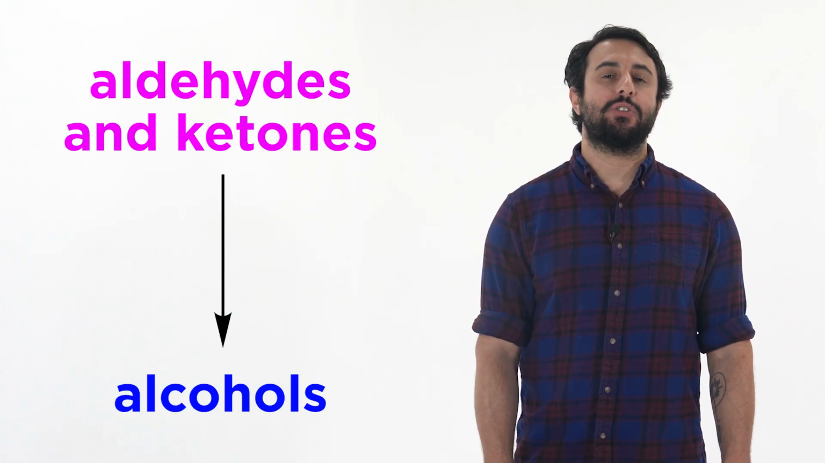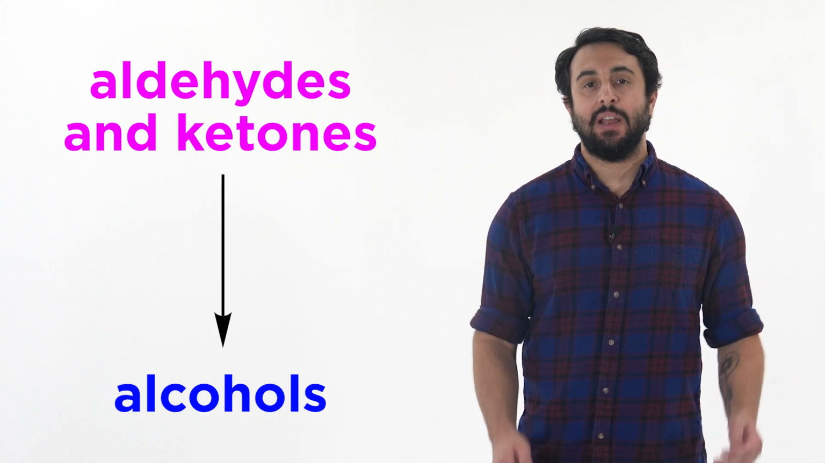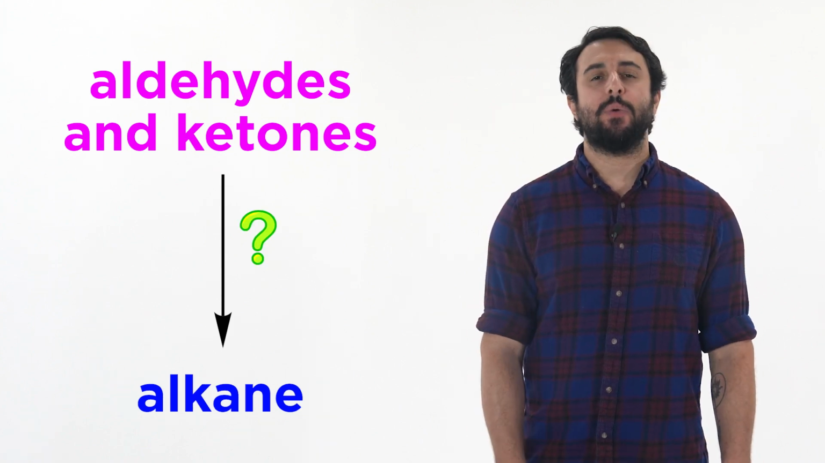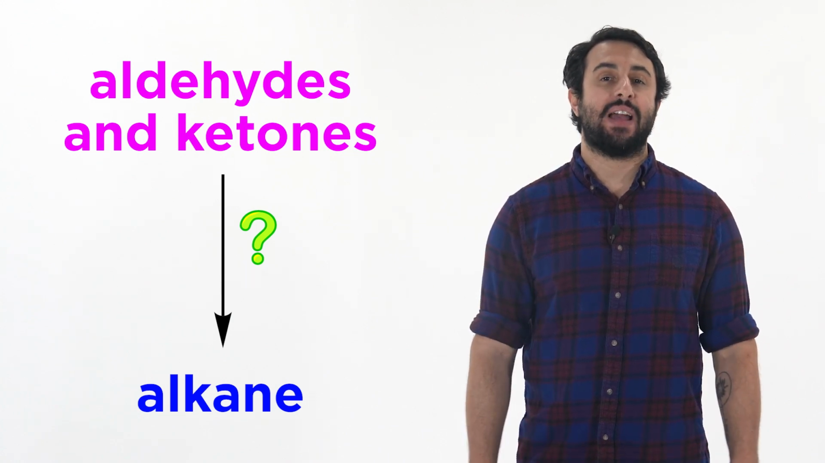We know how to reduce carbonyl-containing compounds like aldehydes and ketones down to alcohols. But what if we want to remove the oxygen atom entirely and reduce all the way down to the alkane? There is a good method for doing this called the Wolff-Kishner reaction. Let's learn about it now.